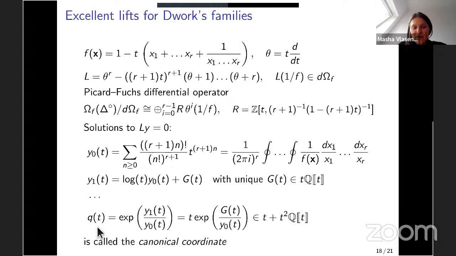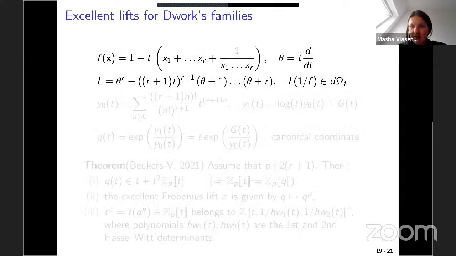The formal series denoted by q of t is the exponent of y1 divided by y0. If we divide by y0, there will be log of t plus g over y0. So the result is t times the exponent of a series starting in degree at least 1. So this is a formal series whose term in degree 1 is t. This is called the canonical coordinate. In this slide, I'm going to present the answer on what the excellent lifts are.